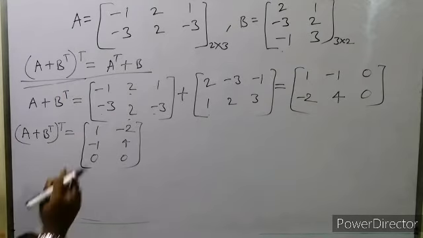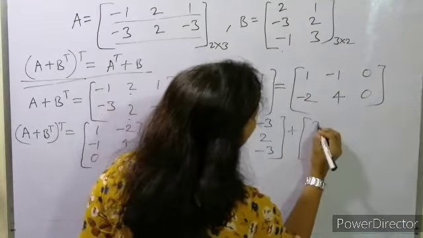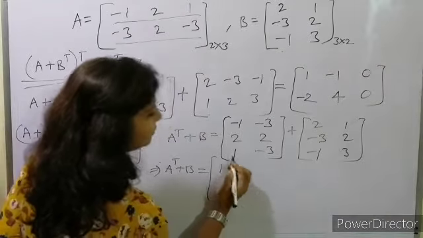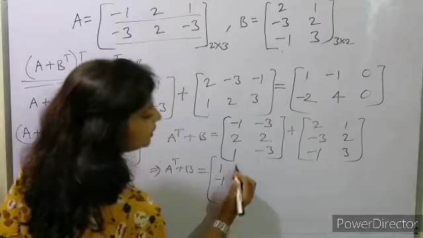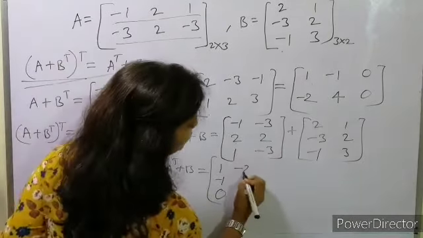Now we'll add B. B we will write as 2 minus 3 minus 1, 1 2 3. Now we'll add these two. So what are we getting? The value of A transpose plus B will be equal to: minus 1 plus 2, that will be 1. 2 minus 3, minus 1. 1 minus 1, 0. Minus 3 plus 1, minus 2. 2 plus 2, 4. Minus 3 plus 3, 0.